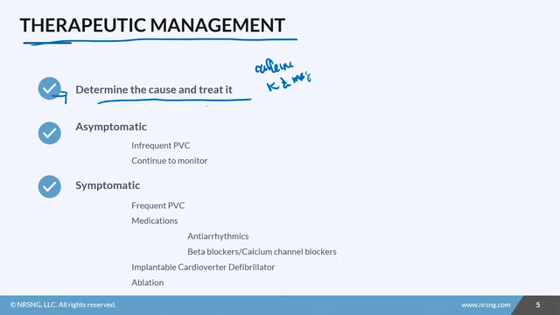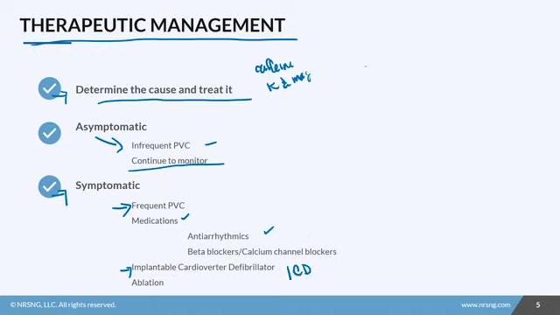Now, because PVCs are common and a lot of people have them, a lot of people are asymptomatic. If they're occurring infrequently, just every now and then, that's okay. We continue to monitor people. Now, when they become symptomatic, it's usually because the PVCs are occurring frequently. They may be in bigeminy. We've got to give some medications like antiarrhythmics, beta blockers, or calcium channel blockers. If that does not work, people will usually have an implantable cardioverter defibrillator implanted.